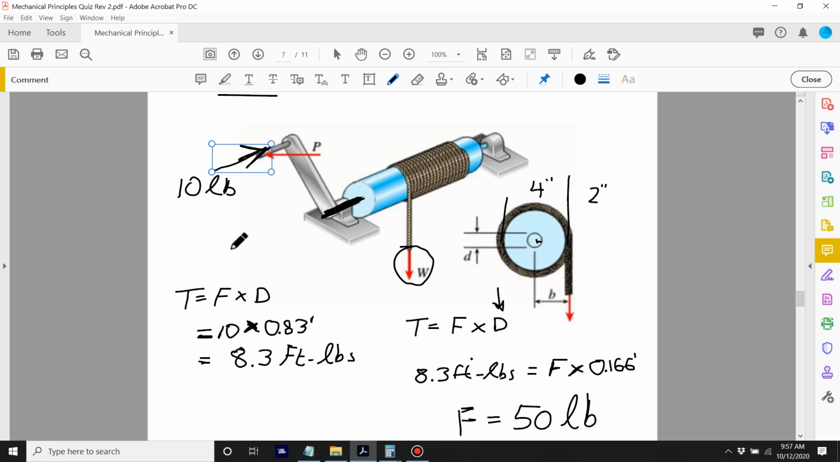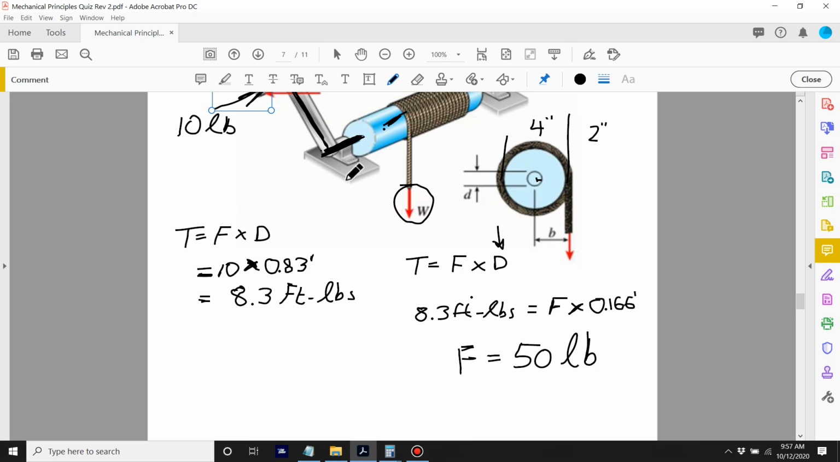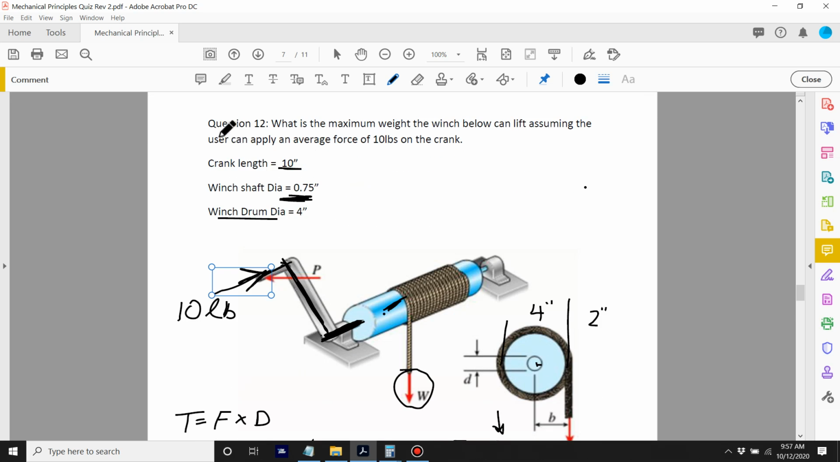Now you're probably thinking to yourself, how the hell can that lift 50 pounds when I'm only applying a 10-pound force here? And what this is, it's an example of force multiplication. We've a big long arm here, and then we have a smaller arm. So we're going to have to do a lot more winding. The turning distance will be less, but we gain force. This is a force multiplier. So hopefully that hasn't confused the hell out of you. That's question number 12.